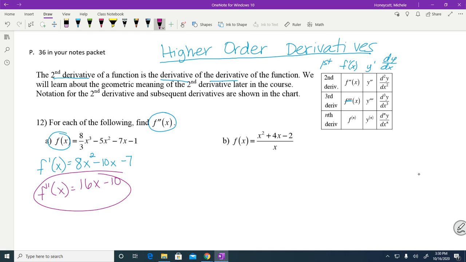For part B, you first need to change the original function by dividing everything by x. So x squared divided by x is x. 4x divided by x is plus 4. And then -2 over x you can write as -2 times x to the -1. Then you would find the first and second derivative from there.